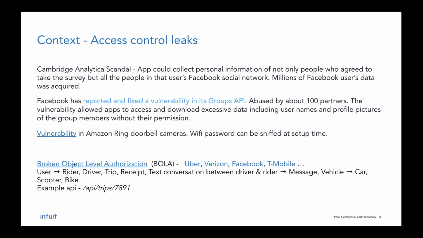There are other issues like Amazon Ring doorbell, which, while doing setup, was sending Wi-Fi passwords in plain text, and it could be sniffed, and Wi-Fi passwords could be leaked. There is also a huge class of vulnerabilities called BOLA, broken object level authorization, which companies like Uber, Verizon, Facebook, and T-Mobile have been seeing.